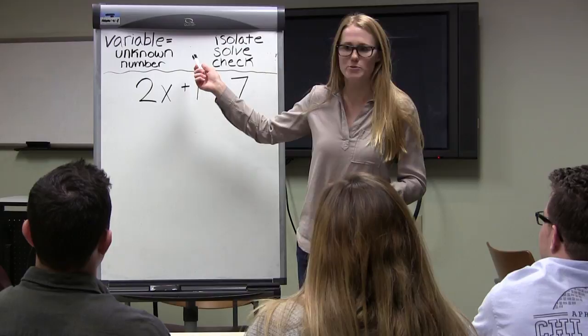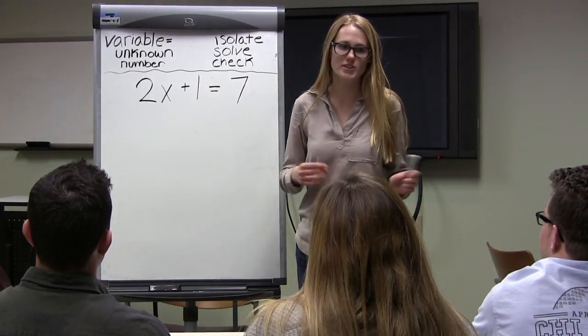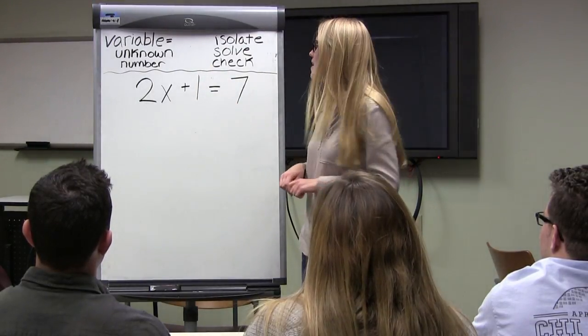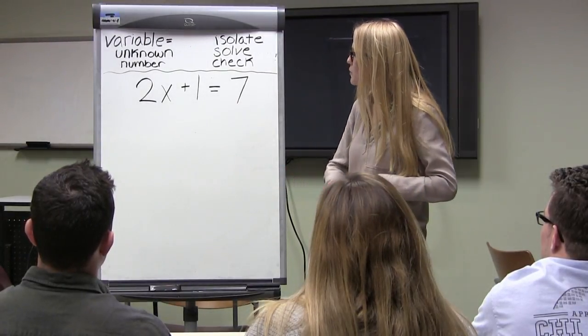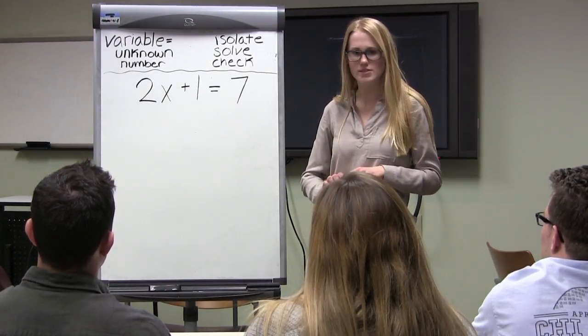To review, a variable is an unknown number. It's a letter that stands for a number, and it can be any number. And today we're going to learn how to solve two-step equations.